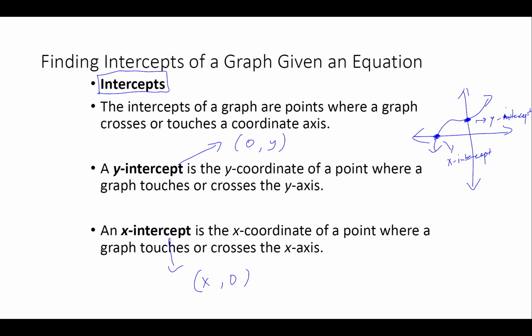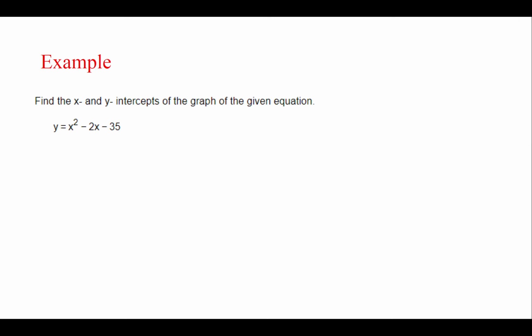So on the x-axis, the y value is always 0. On the y-axis, the x value is always 0. So for finding the y-intercept, replace x by 0 and find y. For finding the x-intercept, replace y by 0 and solve for x. In this particular problem, if you want to find the x-intercept, meaning put y equal to 0 in this equation.